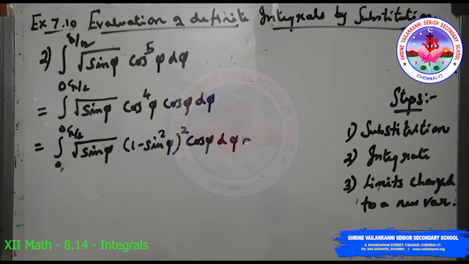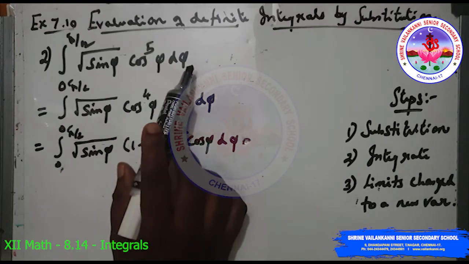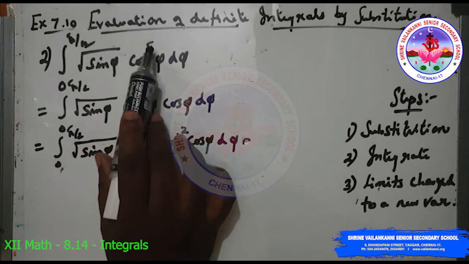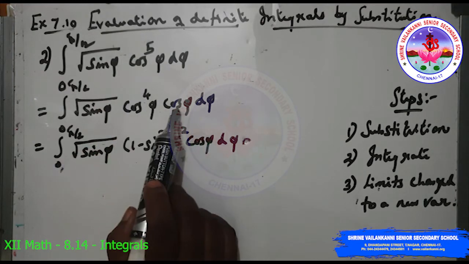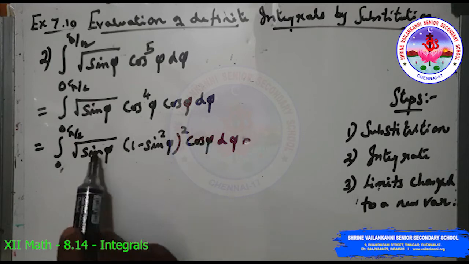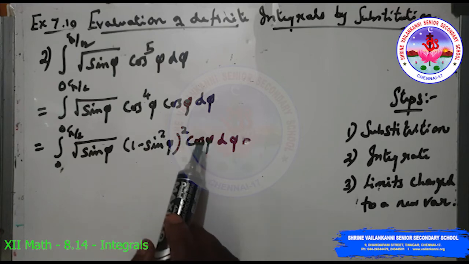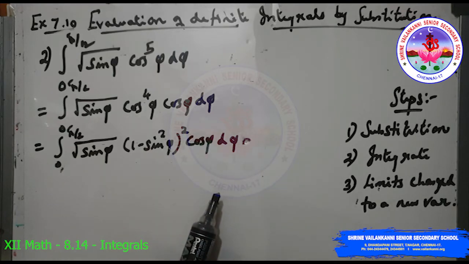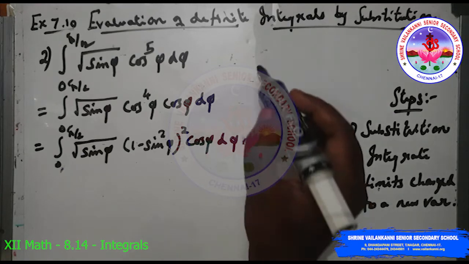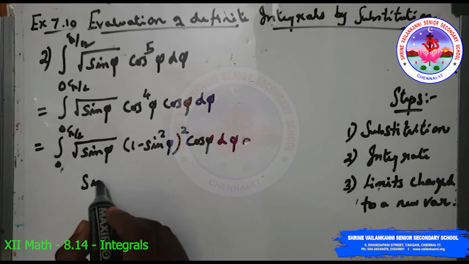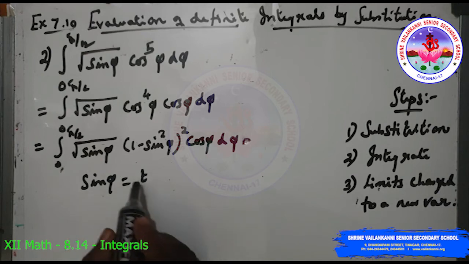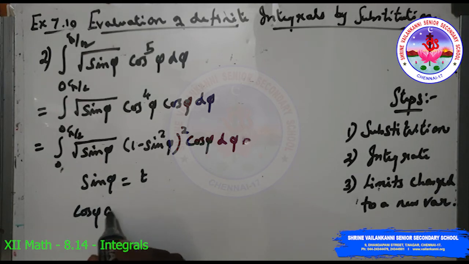Second one, integral of 0 to pi by 2 root sin phi cos power 5 phi d phi. So I have changed cos power 5 as cos power 4 and cos power 1. So cos power 4 I have changed into 1 minus sin square phi whole square, cos phi d phi. Now using the substitution method, which is the first step, sin phi is t. Differentiating this, we get cos phi d phi, which is equal to dt.